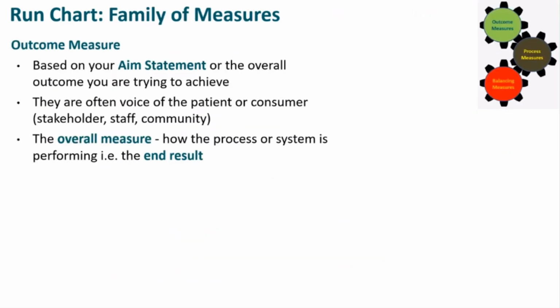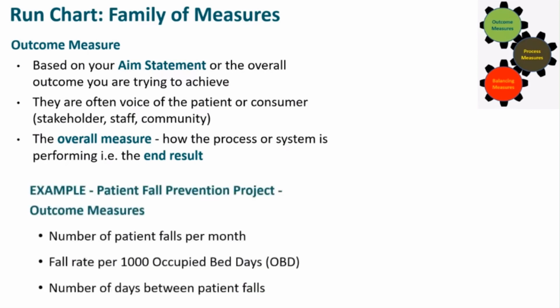So what is an outcome measure? An outcome measure is based on your quality improvement project's aim statement, or the overall outcome that you're trying to achieve. An outcome measure is often the voice of the patient or the consumer, or it might be the stakeholders, staff, or the community. It's the overall measure on how the process or the system is performing, in other words, the end result.